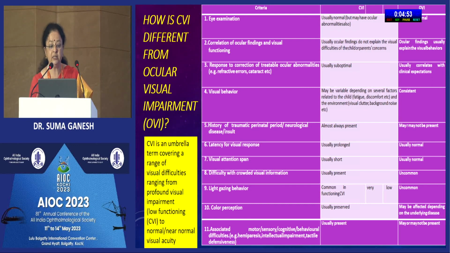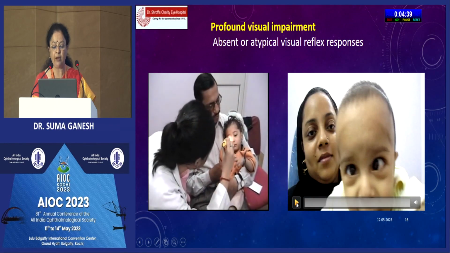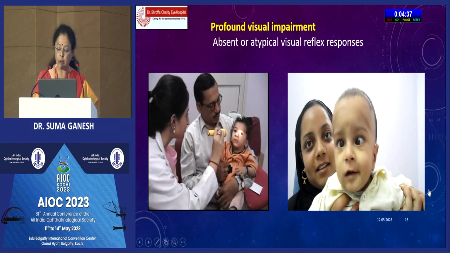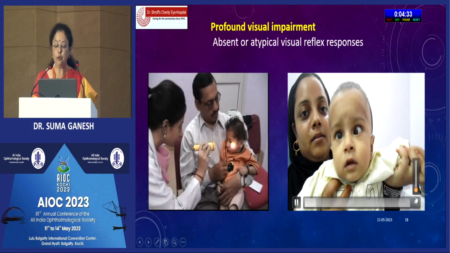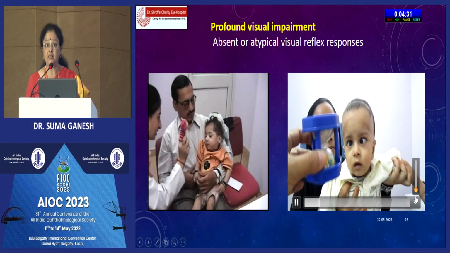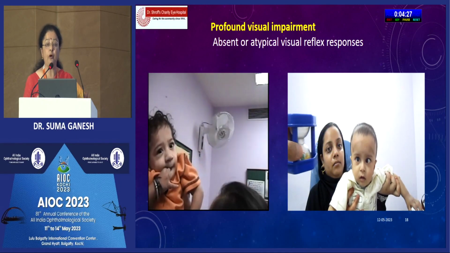There may be a latency for visual response. So all these small tips like visual attention span, difficulty with crowded visual information, light gazing behavior, all these things help us to pick up a child. So a normal child will be one who at the same age has a squint but will be able to reach out to objects even though there is a squint. So this is ocular visual impairment, and the child will be able to look and pick up the object.